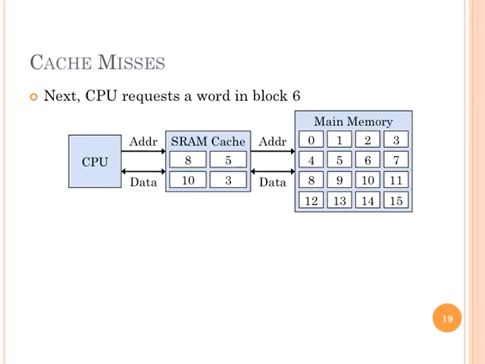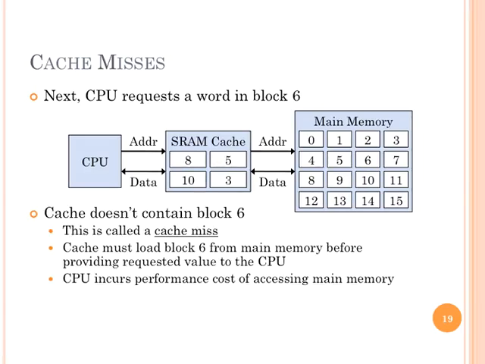Now if it requested a word in block 6, we're sad because it doesn't have it. So we call that a cache miss. And so the cache has to turn around and incur the performance cost of accessing main memory. So we tried, we failed, and the cache responds by just going and loading block 6 into the cache. Now, is that the only thing it has to do?